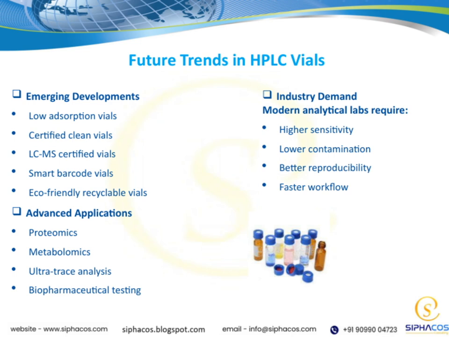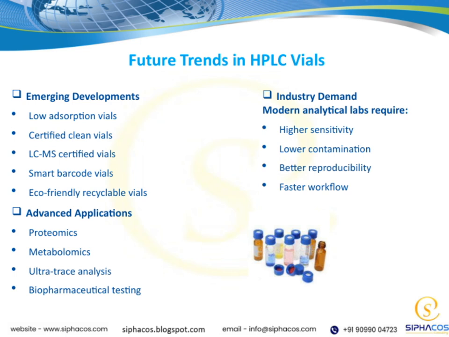Looking ahead, the future trends in HPLC vials are quite exciting. We're seeing emerging developments like low adsorption vials, which help minimize sample loss and improve detection limits. Certified clean vials are becoming standard to ensure the highest purity, and LCMS-certified vials are tailored for compatibility with mass spectrometry applications. Smart barcode vials are also gaining traction, allowing for better sample tracking and data management. Plus, eco-friendly recyclable vials are increasingly important as labs aim to reduce their environmental footprint.